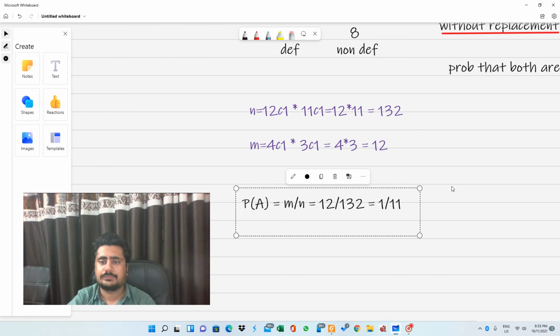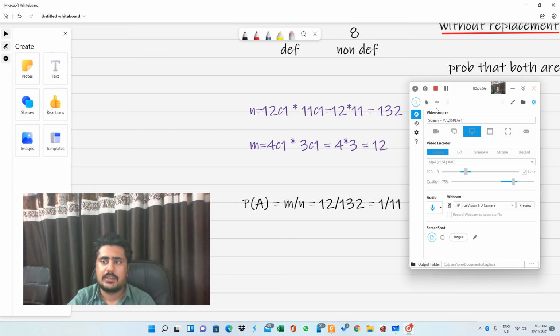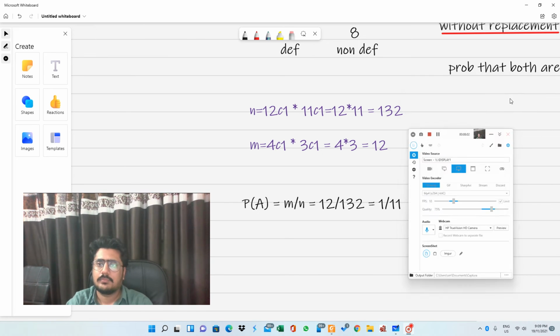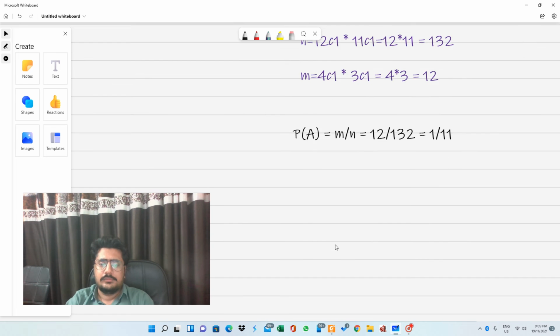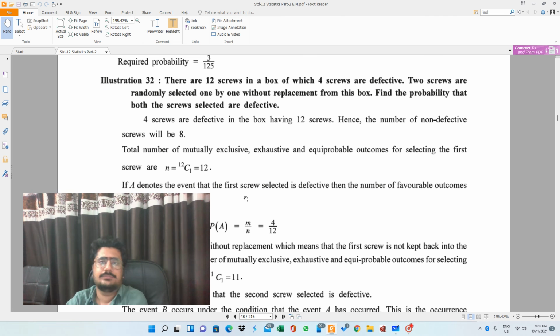Okay, so this way it is very simple, but you just have to understand the fundamentals of how it is to be done. So the answer is 1 by 11.